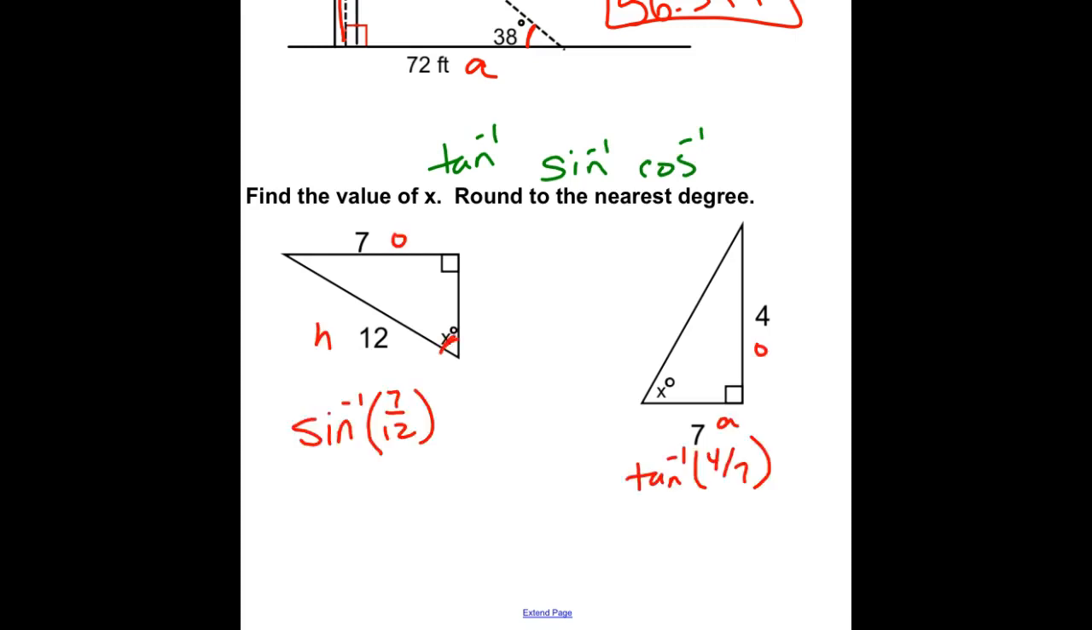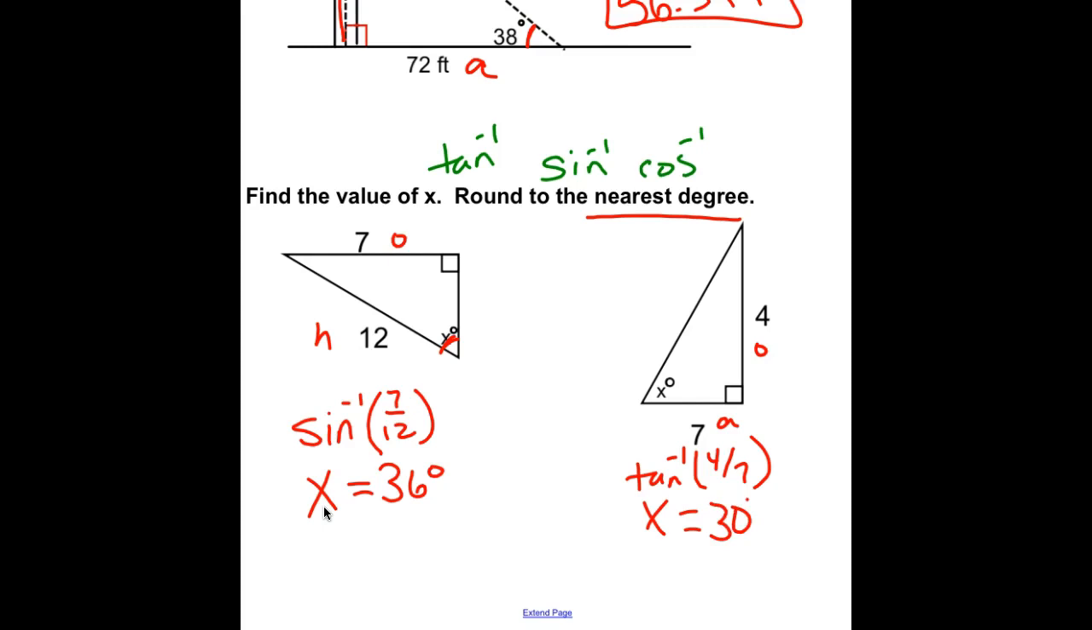So these are what I set up. I set up sine inverse for the first one, and tangent inverse for the second. When I type it in, it does say round to the nearest degree, so I get that x equals 35.68, so it's going to become 36 degrees. And for the second one, I type it in, I get 29.74, so that's going to round to 30 degrees.